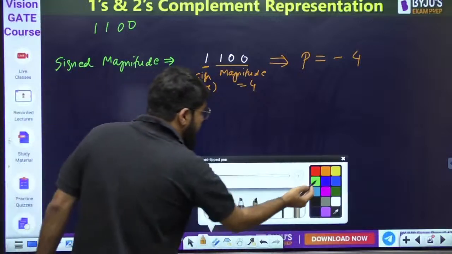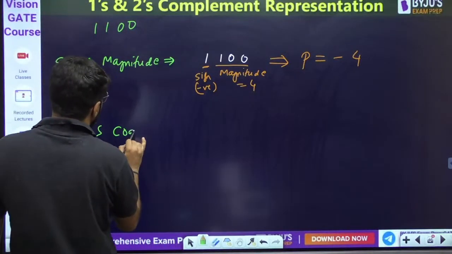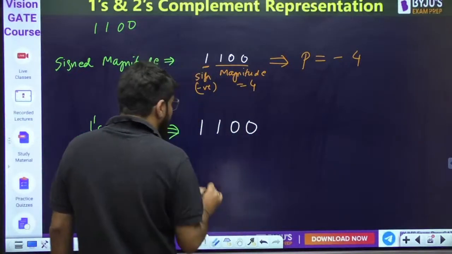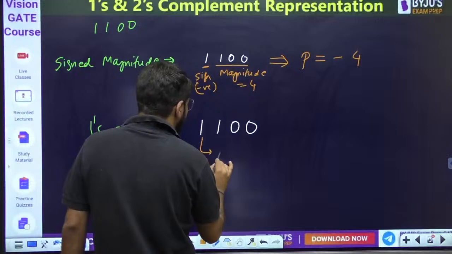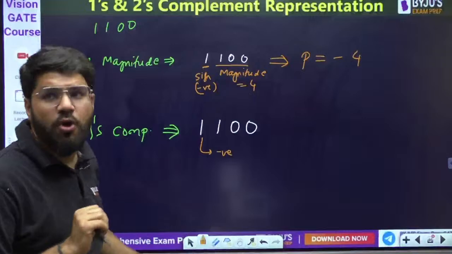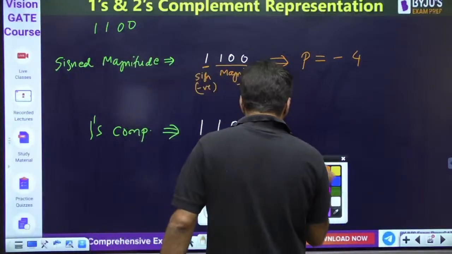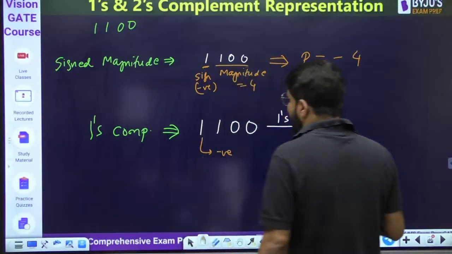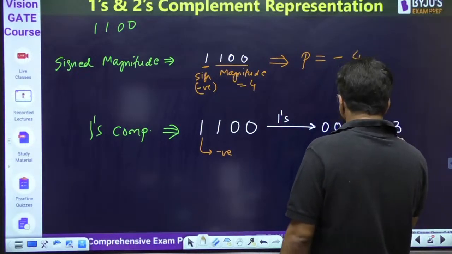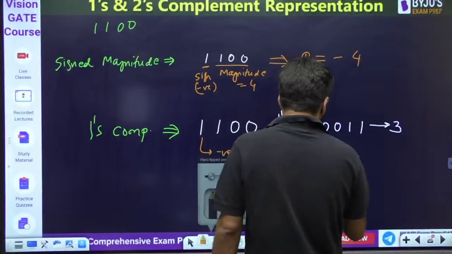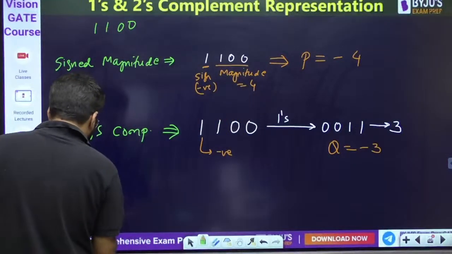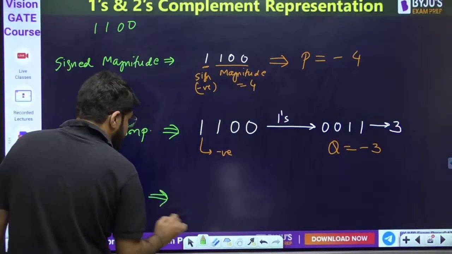Then if you talk about the 1's complement, the number is 1100. But again you will check that it's a negative number. How are negative numbers stored in complement machine? By taking the complement. Which complement? This is a 1's complement machine, so it has been stored by taking the 1's complement. Complement cancel. So if you take the complement again you get the original binary form 0011, which is actually 3, but the sign is negative. So Q, the next value Q, is minus 3.